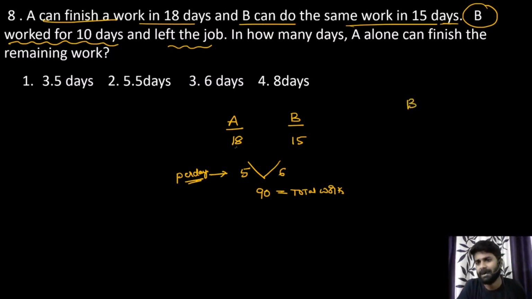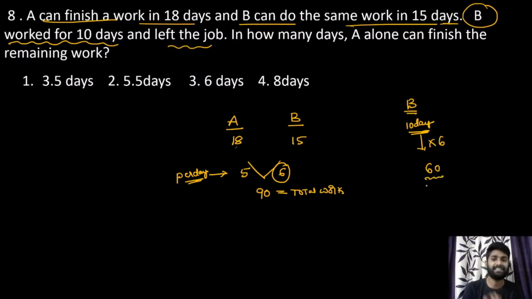Now what is the meaning, guys? B working 10 days means they completed some work. B was performing 6 units per day. Working 10 days, at 6 units per day, they completed 60 units. So out of 90, B completed 60 units, then left the work. Then what is the remaining work we have, guys? 30 units of work are left.